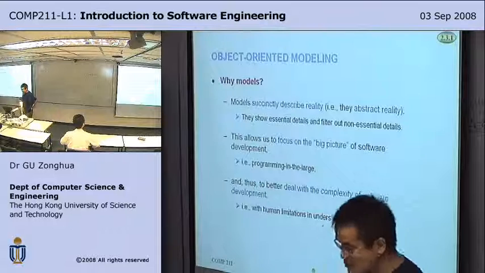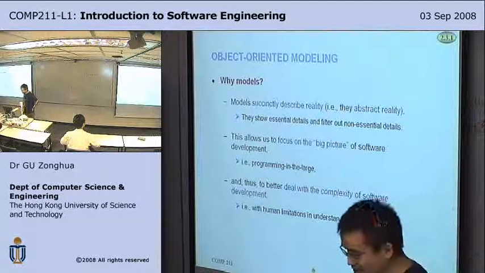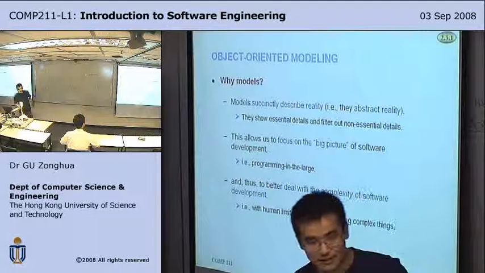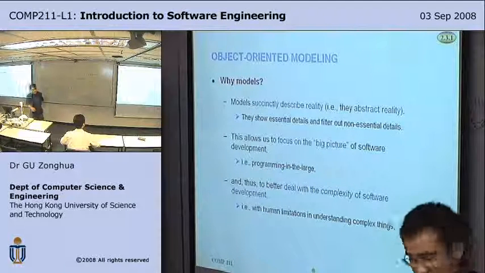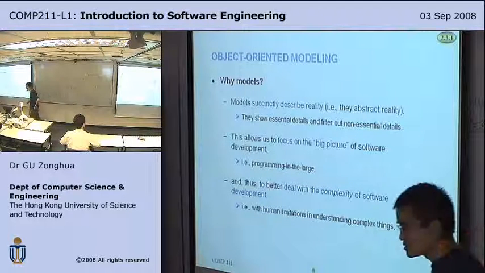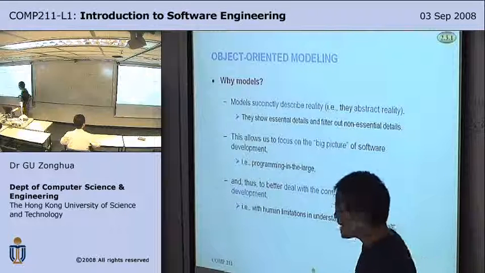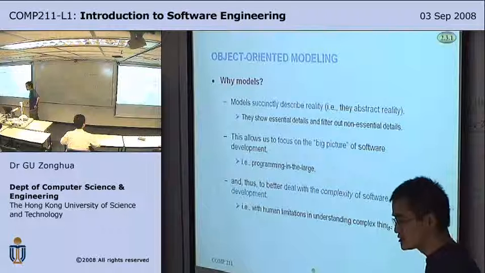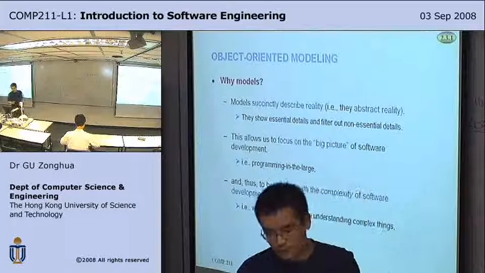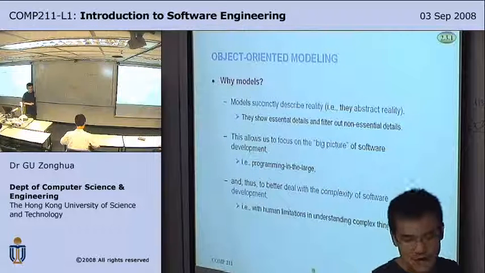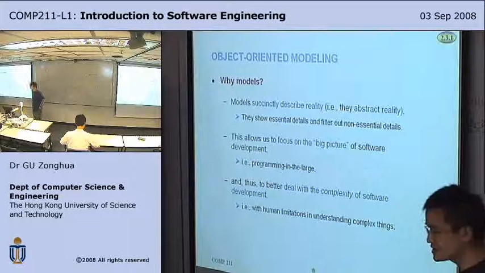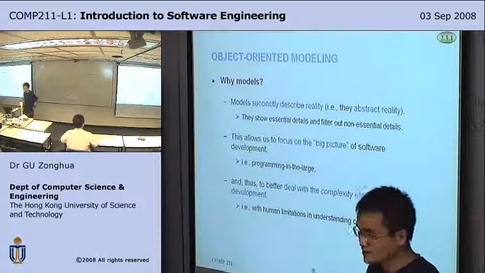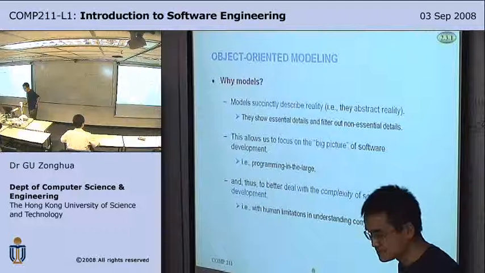And to better deal with the complexity of software development, because the human mind has limits on how complex it can grasp. So by abstracting the perhaps millions of lines of source code into some visual models that abstract out all the details and only leave the essential parts, it helps humans to understand a large software system better.